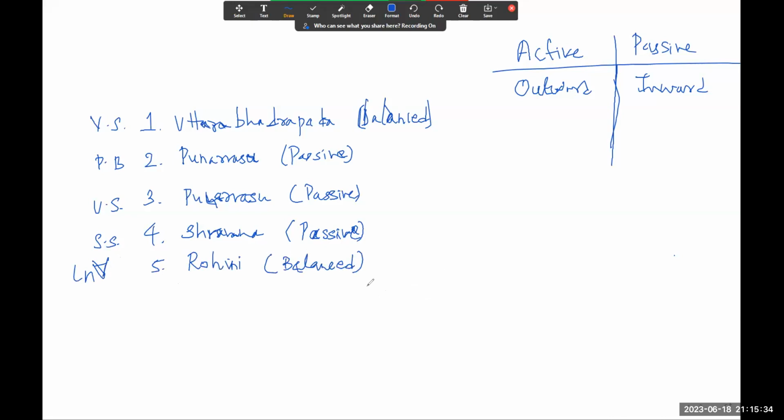Okay, now if you check the Navatara slide, let me show it once here. Navatara.